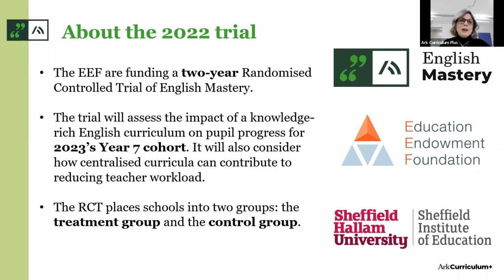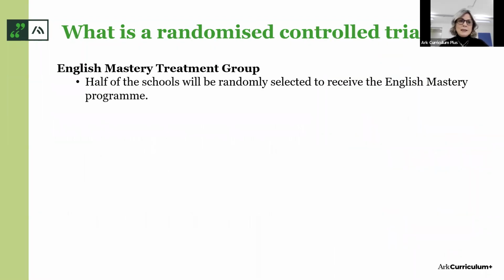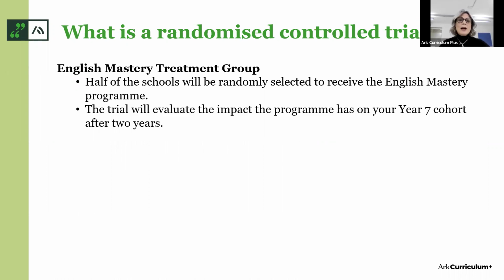A randomised control trial means that all the schools that take part are divided into 2 groups: a treatment group and a control group. That isn't done by us. Sheffield Hallam do that, and it's all done automatically, so that it's completely random. Half the schools go into the treatment group, and that means you will follow the English Mastery programme for 2 years. The trial will evaluate the impact of the programme over 2 years, looking at the baseline and at your students at the end of year 8 to see the progress they've made.